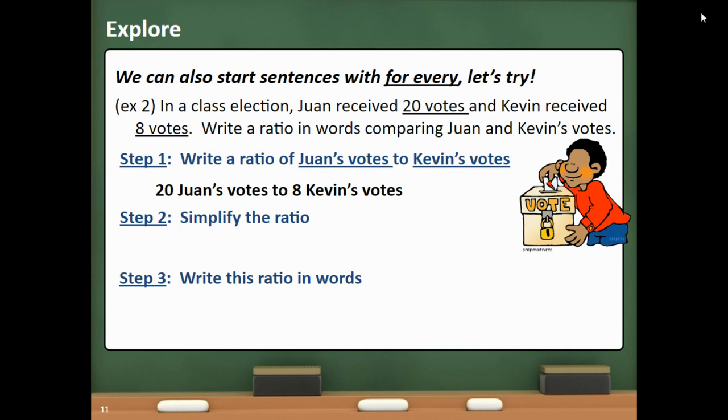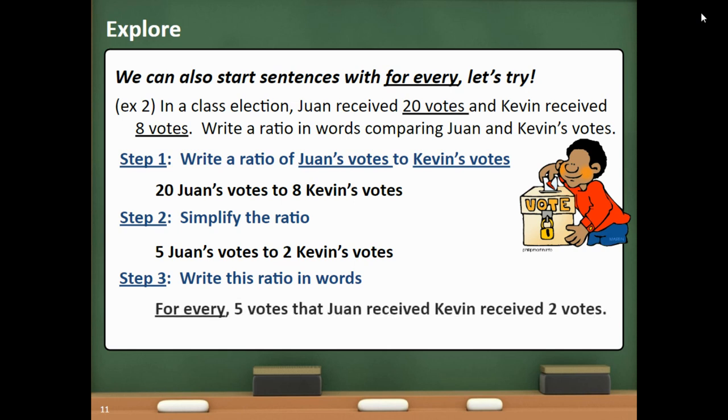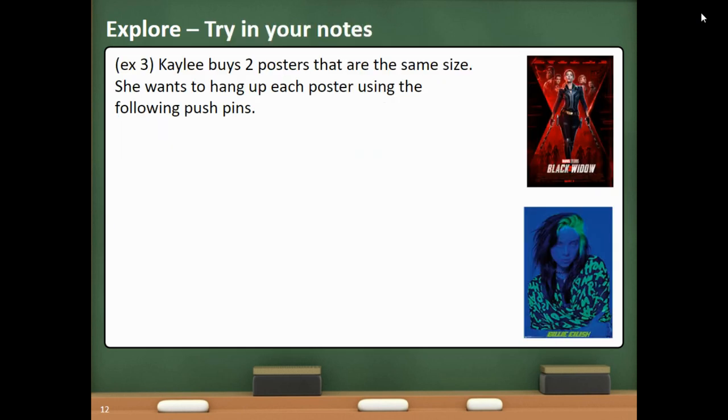So we talked about simplifying the ratio. When we simplify 20 Juan's votes to 8 Kevin's votes, we get 5 Juan votes to 2 Kevin's votes. And when we write our ratio in words, we get for every 5 votes that Juan received, Kevin received 2 votes. So now you can try it in your own notes.